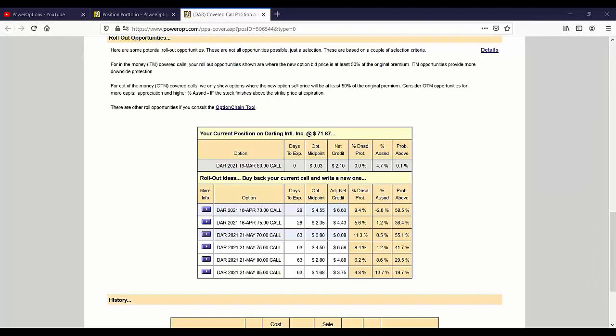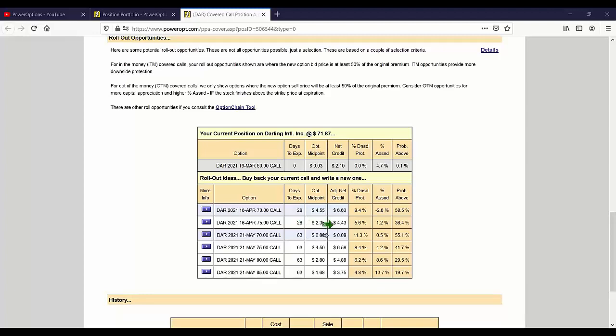So what are the rollout opportunities showing me? Well, we're at a loss, as we saw, of 6%. I could roll to the April 70, or right before the close, I could have rolled to the April 70. And if the stock stays above 70 and I got assigned, I'd still have a loss of 2.6% for April expiration. Much less than 6%, but it didn't get me to a winner. Now, if I go to the April 75, I could take in another 235 by selling the April 75 call.